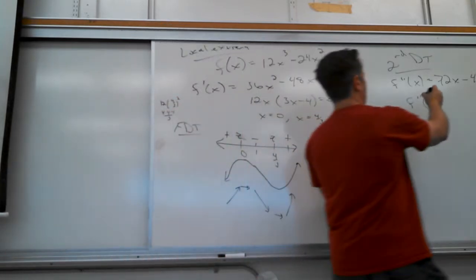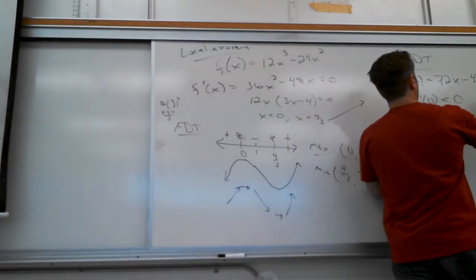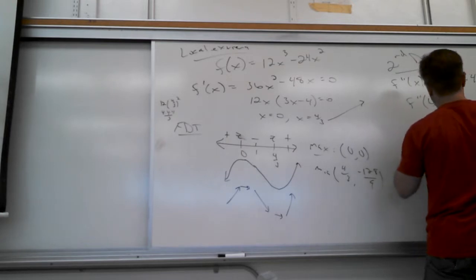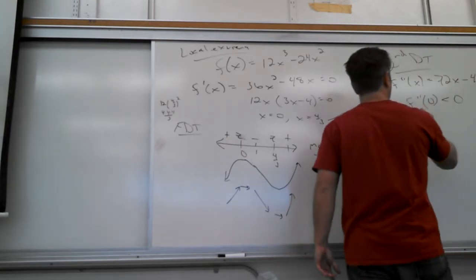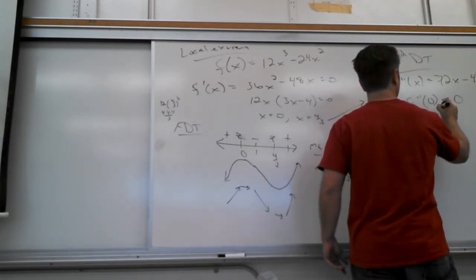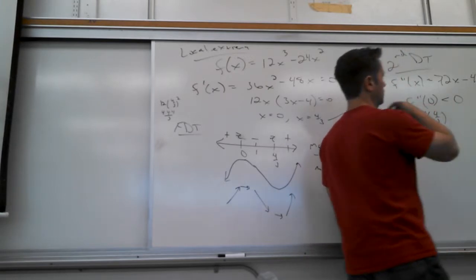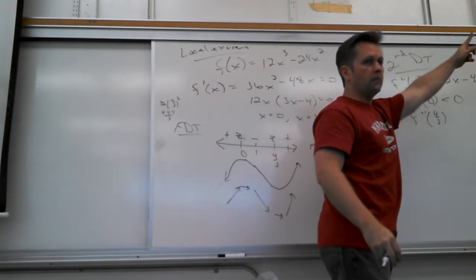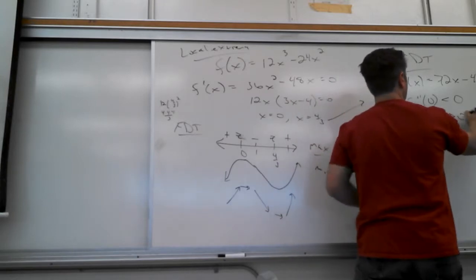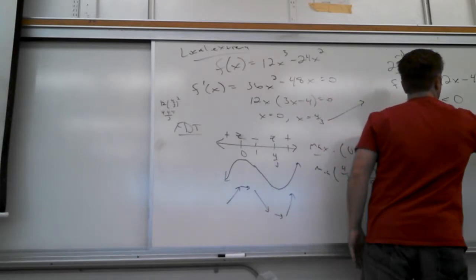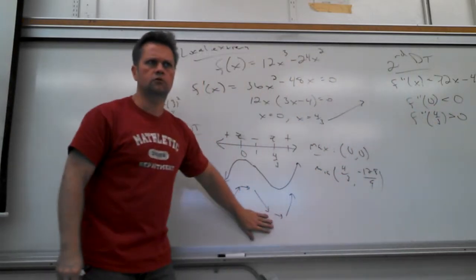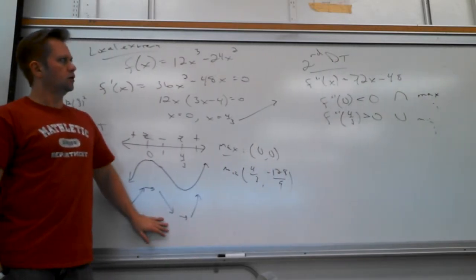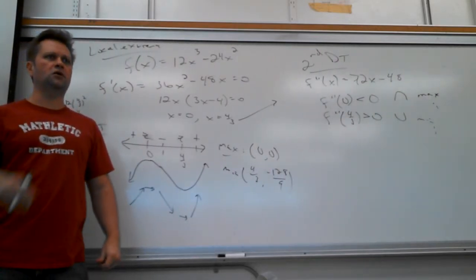So if you plug a 0 in and it's negative, then that's a max, which is what we got. And f double prime of 4/3 should be bigger than 1, and 1 would be positive, so that's got to be positive. Min. Is that cool? Just in case I ask you to do the secondary test, it's good to know.